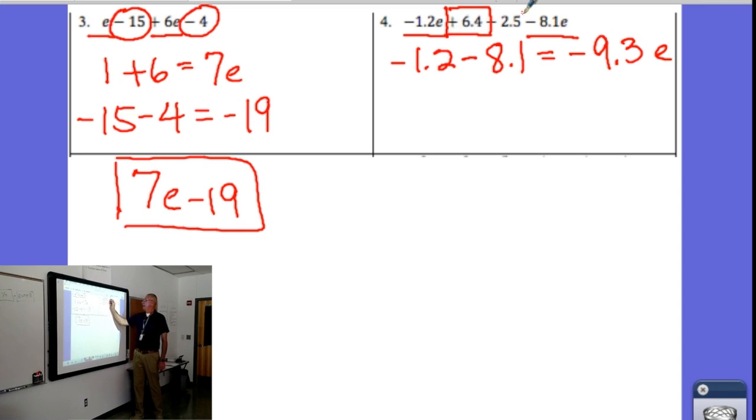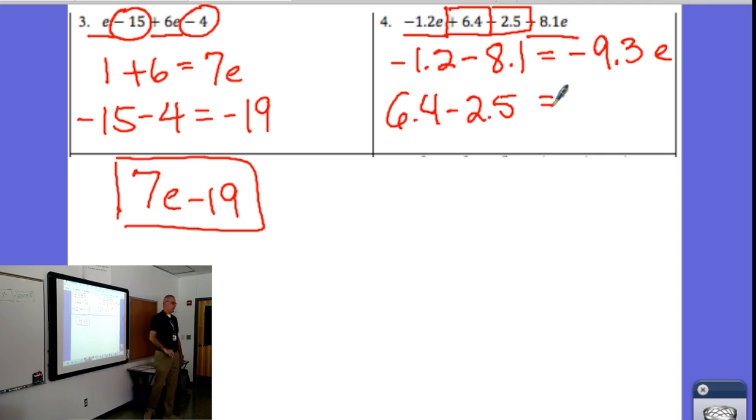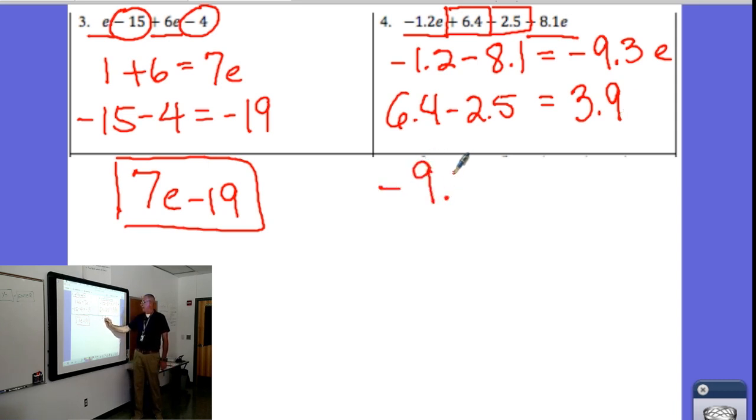And the next term, was this positive or negative? It's negative. Okay. So I have 6.4 minus 2.5. That gives you what? 3.9. Put it all together: negative 9.3e.